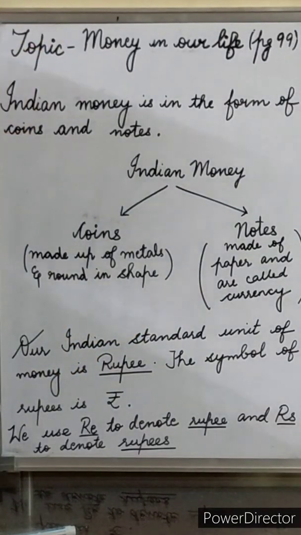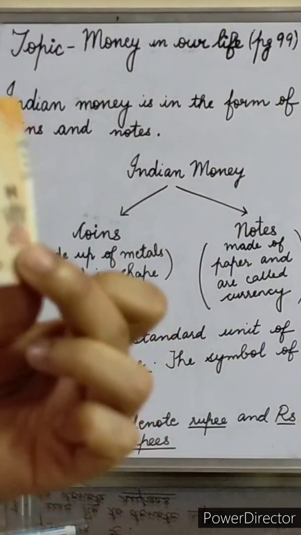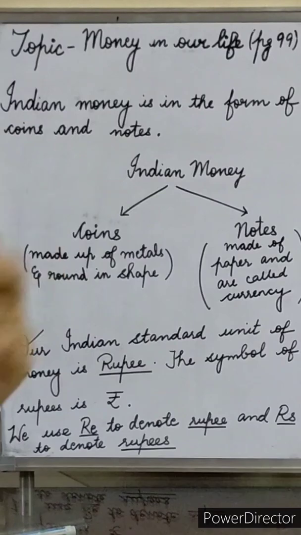So these are the notes. These notes are made up of paper, right? So you can see clearly. So these are notes and they are made up of paper and we call it currency.